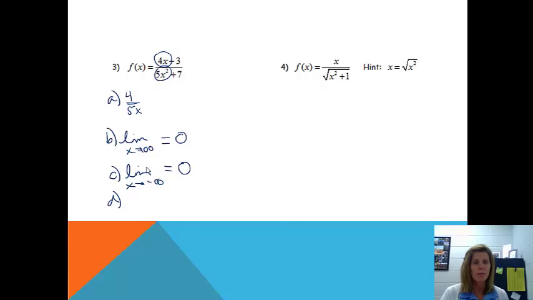And then for part D, we're looking for horizontal asymptotes. So my limits were 0, so the horizontal asymptote will be y equals 0.